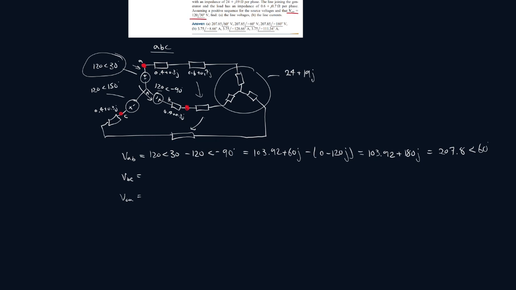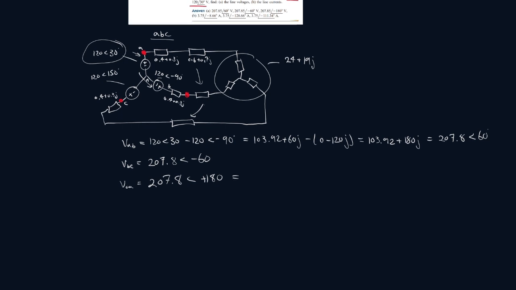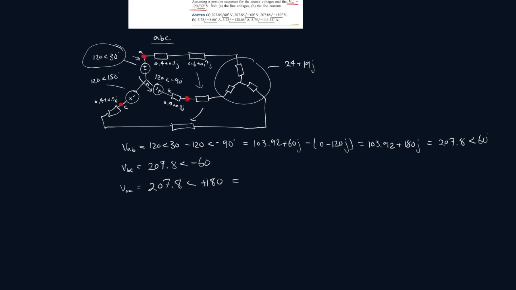Okay, and then VBC and VCA are easy to find. You just subtract 120. So that gives you phasor minus 60. And then the last one is again minus 120, so that's minus 180 degrees. You can add 360, which is positive 180 degrees, but minus 180 is fine. So now we have our first three values done.